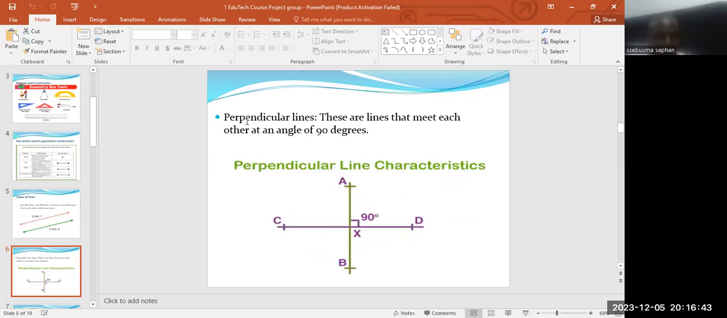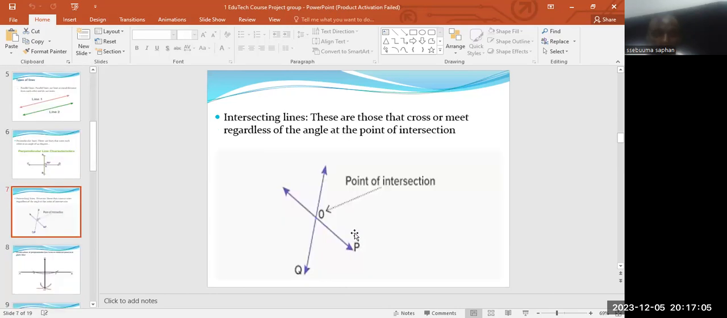We are also going to look at perpendicular lines, and these are lines that meet at 90 degrees, and this is the illustration of perpendicular lines. This is how they look. As you can see, the angle between line AB and line CD is 90, and that angle is at point X. We also have another type of lines which is intersecting lines, and these lines cross or meet each other regardless of the angle at the point of intersection.